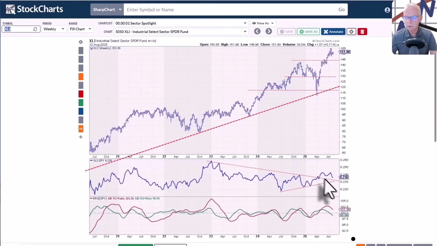So in order to keep this relative strength, well, there's a little bit more room, but I'd like to see this put in a new higher low somewhere here and then start to move higher. And in order to do that, we do need continued strength in the price chart, but the option is definitely still there.